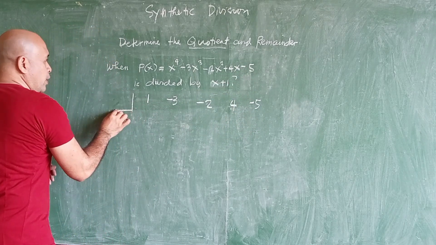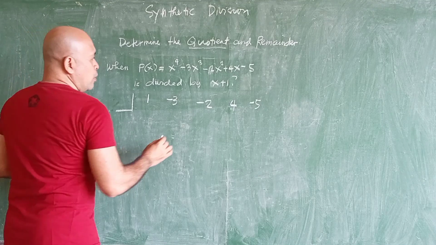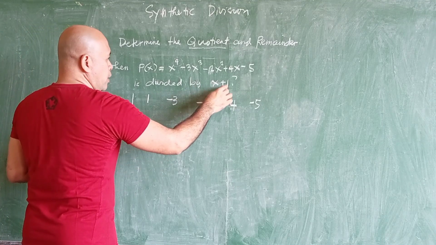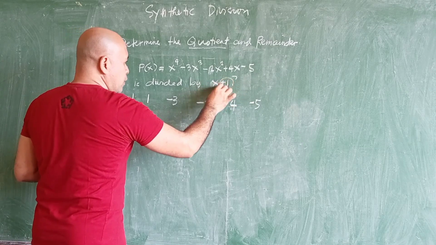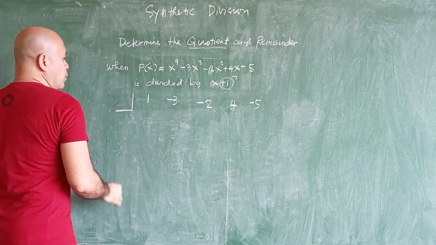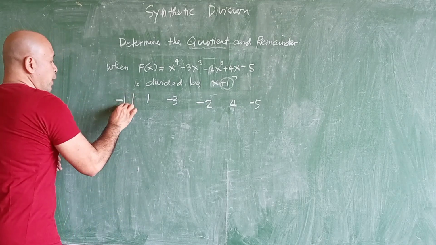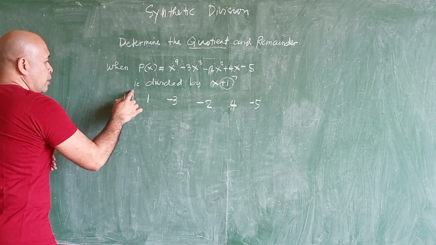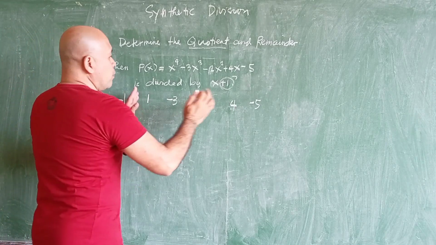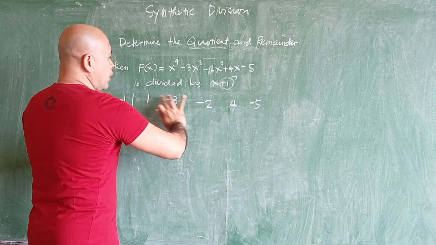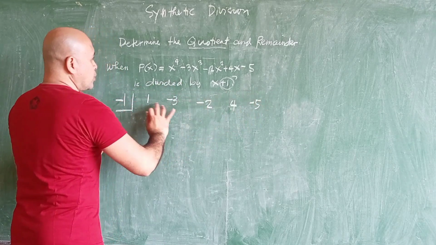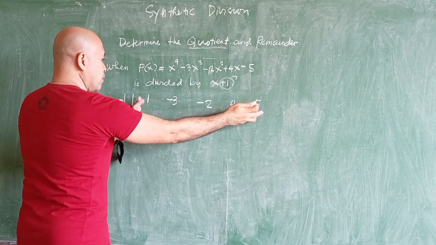And the same as what we did for the remainder theorem, for the given divisor x plus 1, you have to use the opposite of positive 1, which is negative 1, and place negative 1 here as your synthetic divisor. And these numerical coefficients and the constant, we call these integers the synthetic dividend.